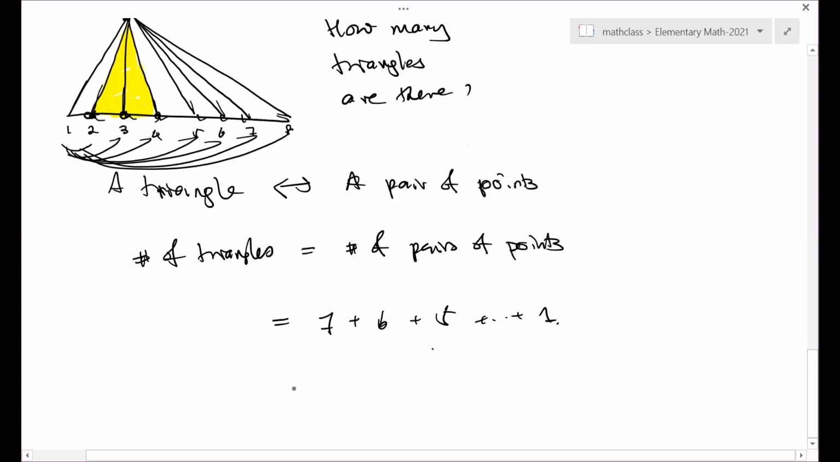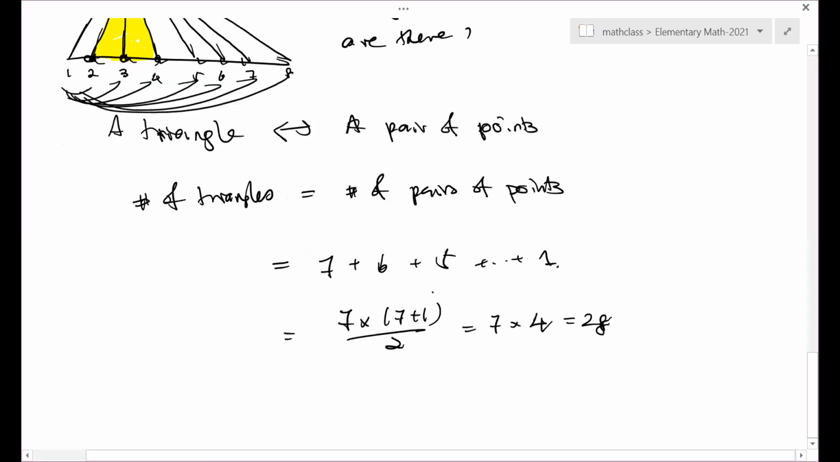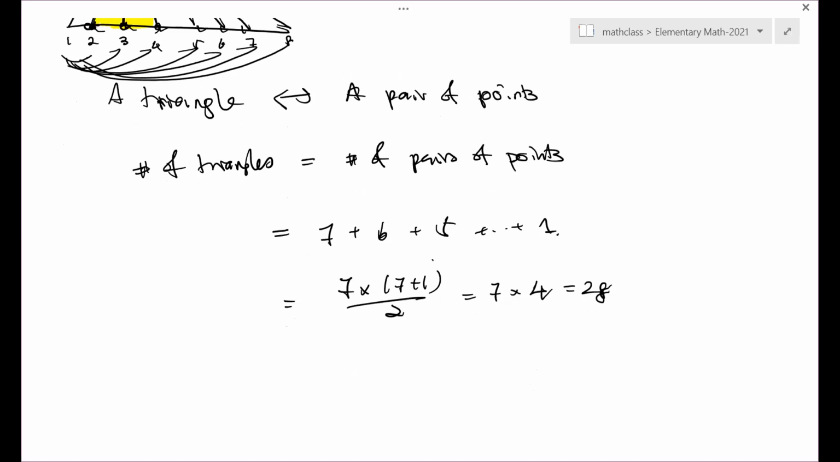So when you add them together, you will get 7 times (7 plus 1) divided by 2, so 7 times 8 divided by 2, which is 4, and that's 28. 28, not 14, because 8 divided by 2 is 4. So there are 28 triangles. Clear? Because you just need to count the number of pairs of points along the line. All right, so take a look at the next problem.